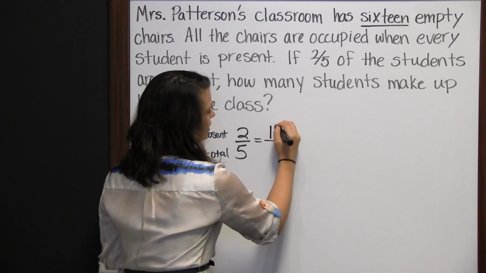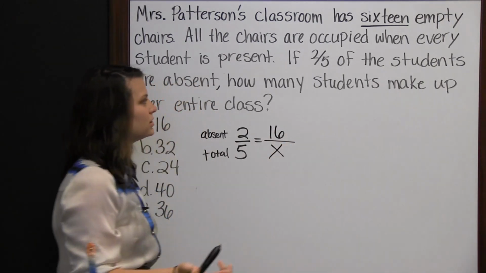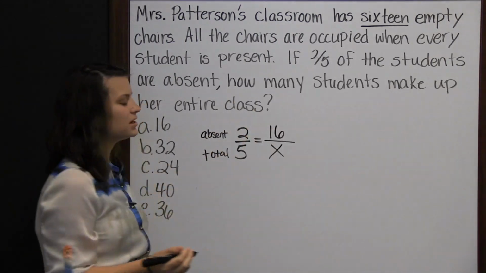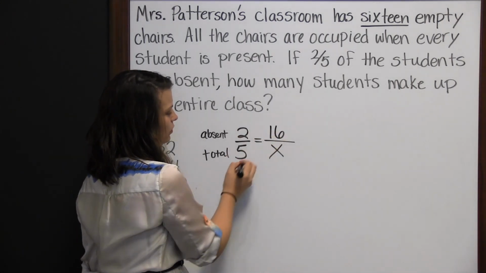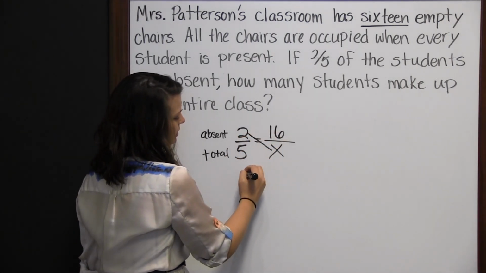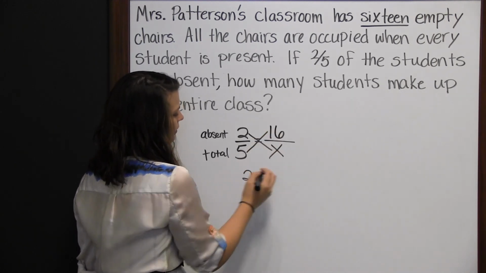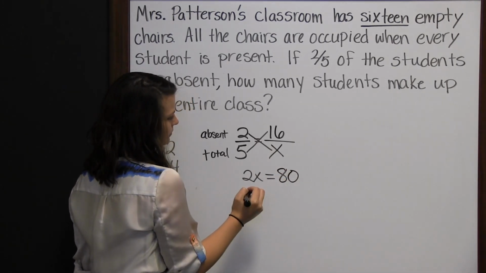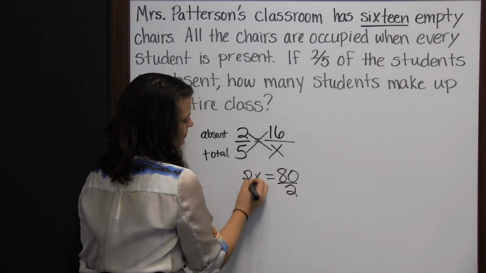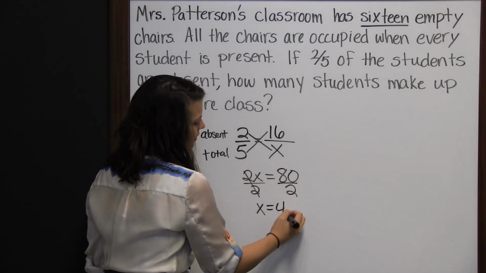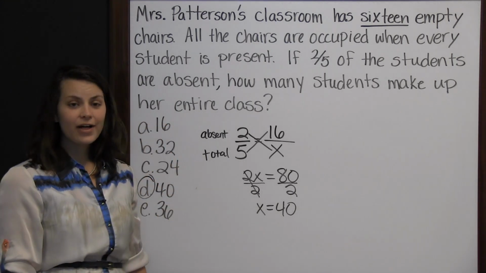So we have 16 absent students out of, and this is what we don't know, the total. How many students make up her entire class? To solve a proportion, we simply need to cross multiply. 2 times x is 2x, and that equals 16 times 5, which is 80. Then we solve for x by dividing both sides by 2. And x equals 40. So that means there are 40 students in her entire class.